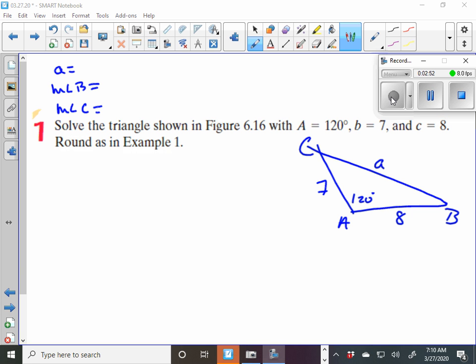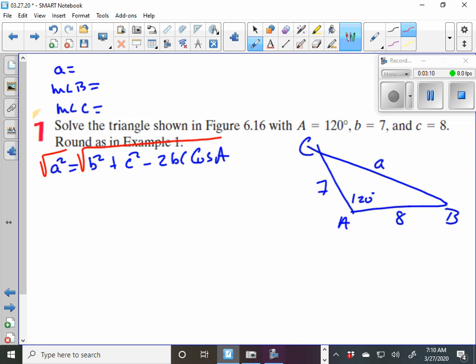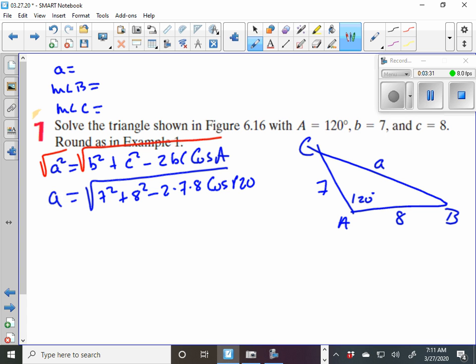So the formula, a squared equals b squared plus c squared minus 2bc cosine A, clearly will require us to plug this into a calculator and take the square root. So I'm just going to plug that in as a square root. So it's going to be a equals the square root of 7 squared plus 8 squared minus 2 times 7 times 8 cosine 120. And now it's a calculator problem.